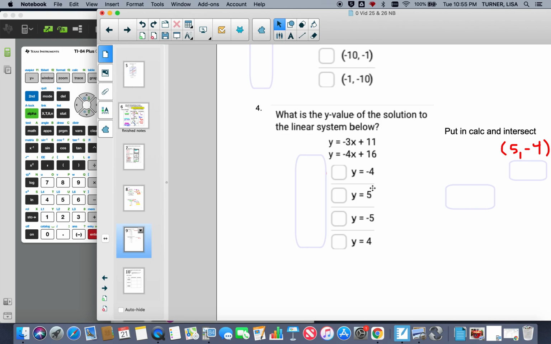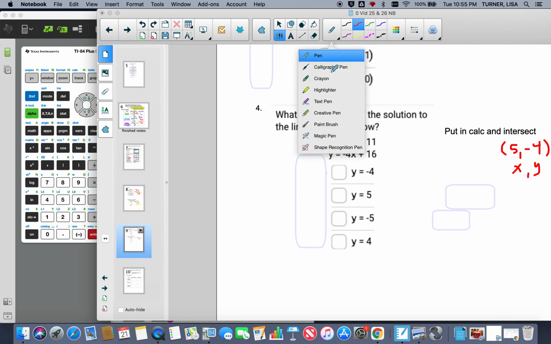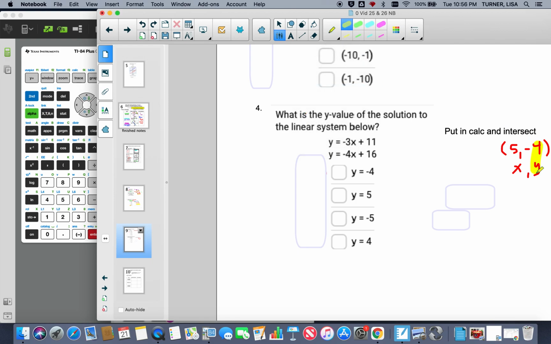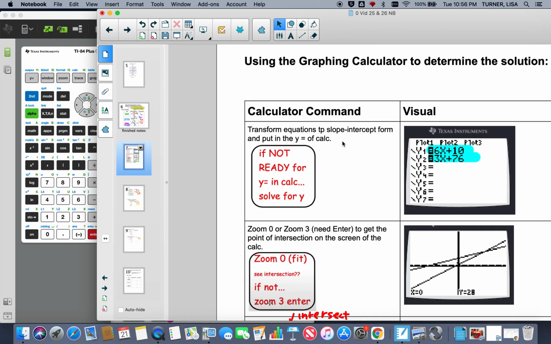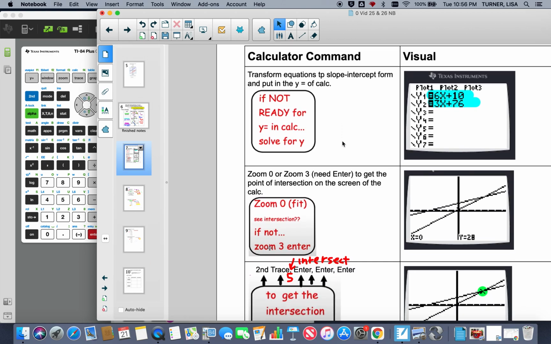But notice it's not looking for the point. Be careful, be careful. It's looking for the y value to be at, what's the y value at -4? And so my answer is that one. All right, so sometimes it's looking for the whole point, and sometimes it's looking for part of the point. That's how we use the graphing calculator to find our intersections.